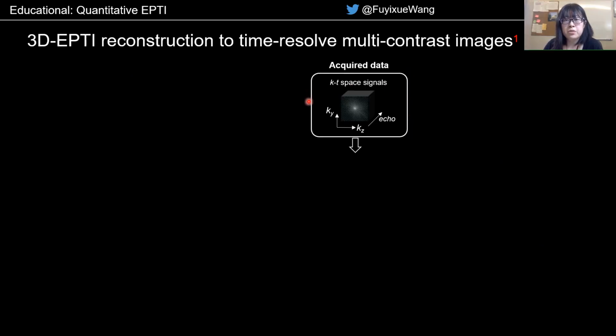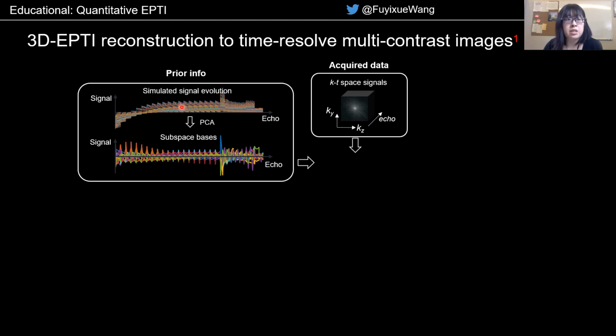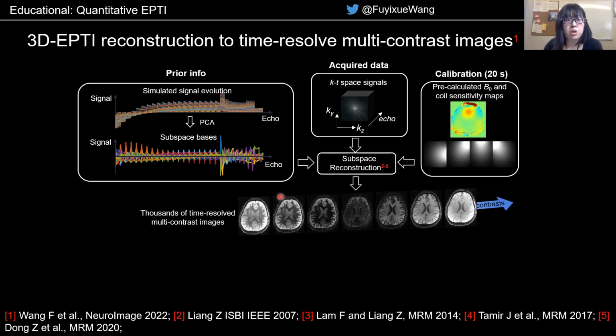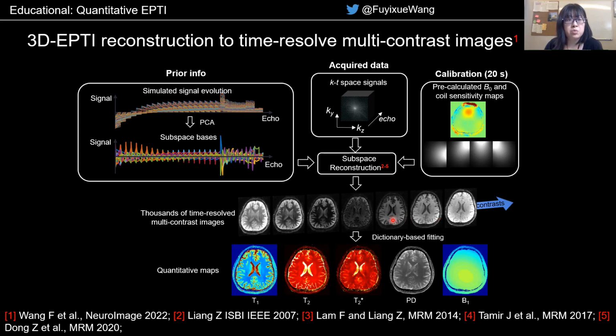The integration of continuous readout and novel spatiotemporal encoding within and between readouts provides unique highly undersampled datasets, which will be reconstructed by taking advantage of the signal evolution priors, and also the coil sensitivity and B0 information from calibration data. A subspace reconstruction was used to reconstruct thousands of time-resolved multi-contrast images from which we can get quantitative parameter maps.